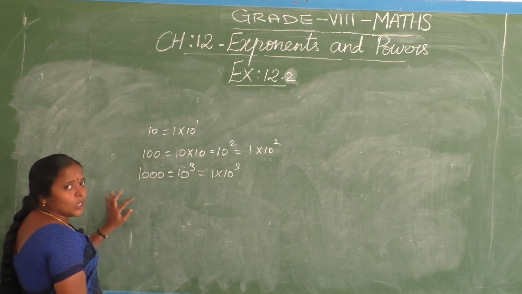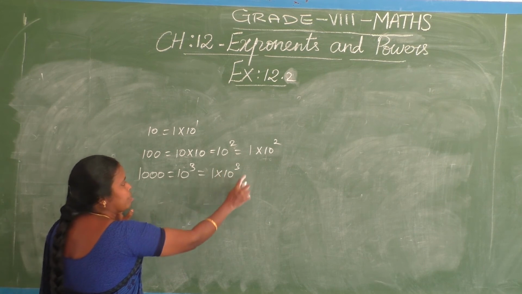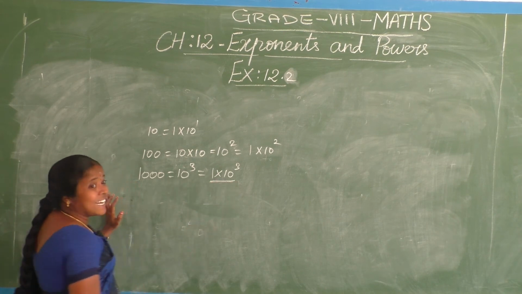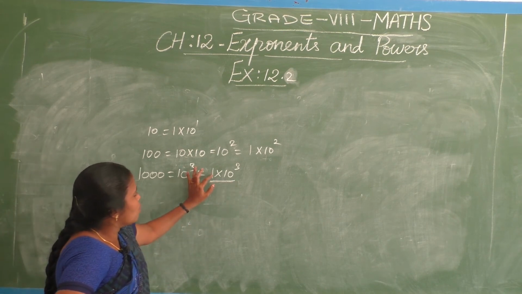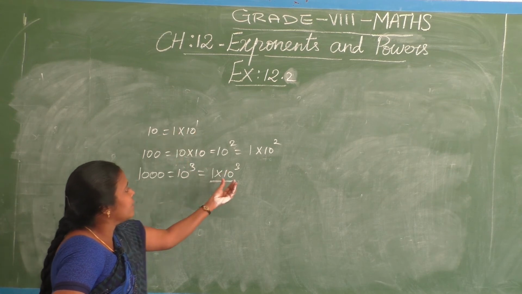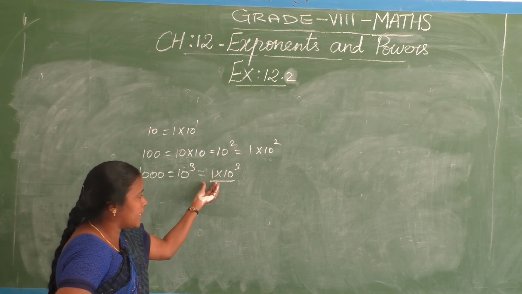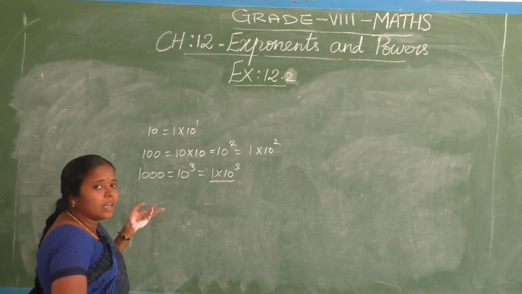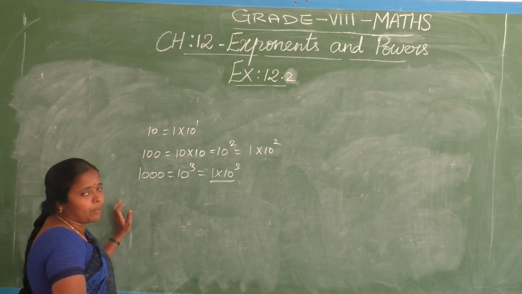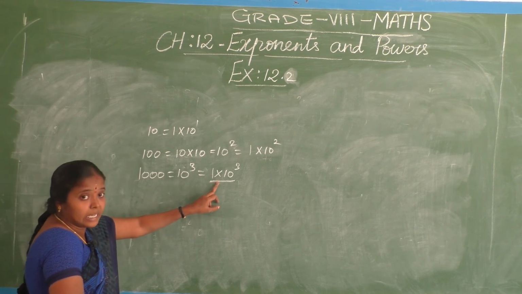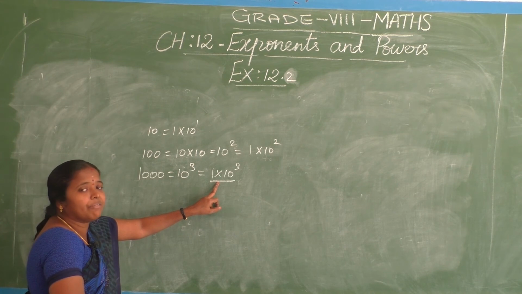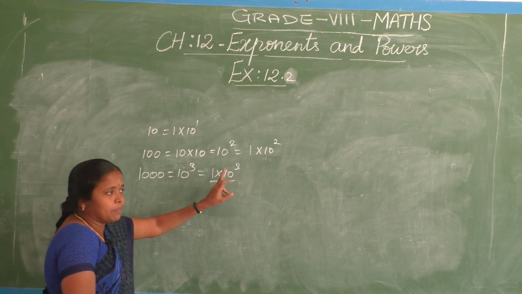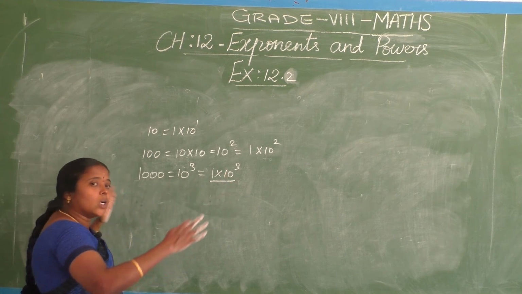Clear? Actually these are whole numbers. This is exponential form. The way of writing a whole number in this form is called standard form or scientific form. What is this? 1 into 10 cube, having the exponential form in the product with the base 10, is called scientific form or standard form of the numbers. Clear? What is the name? Standard form or scientific notation. Actually, what is the meaning? Using exponents and powers, we can read and write larger numbers easily.